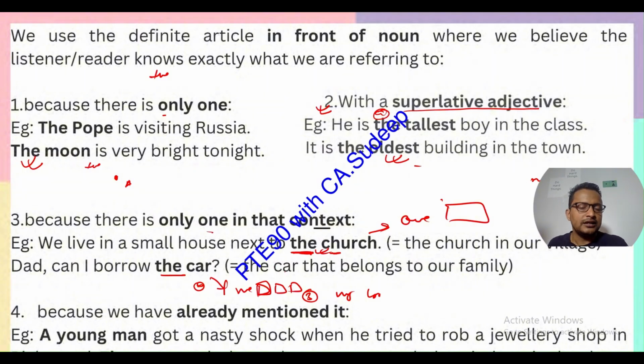If my son said, Dad, can I borrow a car? Then I will not know which car he is referring to. It could be my car or my family's car or my friend's car or my uncle's car or whoever. We don't know. Right? So if I say the, then I would assume that it is specific, that it belongs to our family. Okay, and then because we have already mentioned it, meaning, for example, this is the most important, guys. Like a new slide for this.